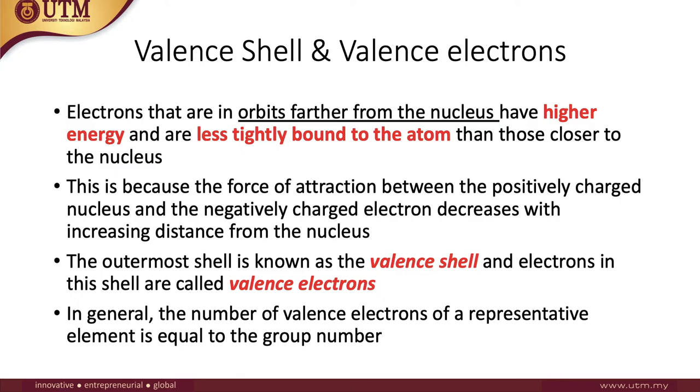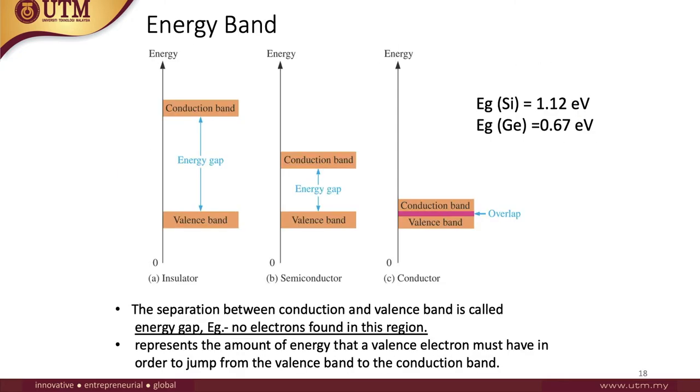Next, let's look into details about the energy band. This is just an introduction to the energy band. I will explain more detail about the energy band in our next class. Each shell has its own energy band. There are two types of energy band: the conduction band and the valence band. Between the conduction band and the valence band, we call this the energy gap. In the energy gap region, no electron exists. The valence electrons, the outermost electrons, are located in the valence band.